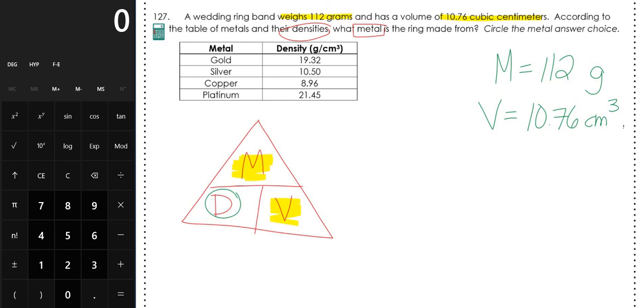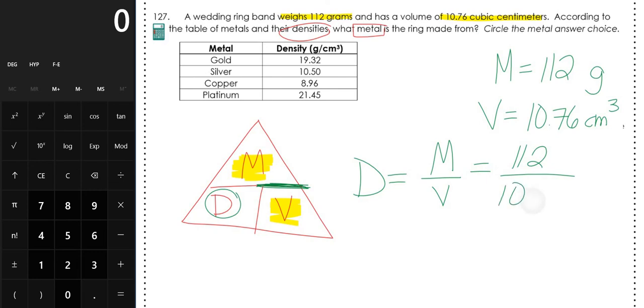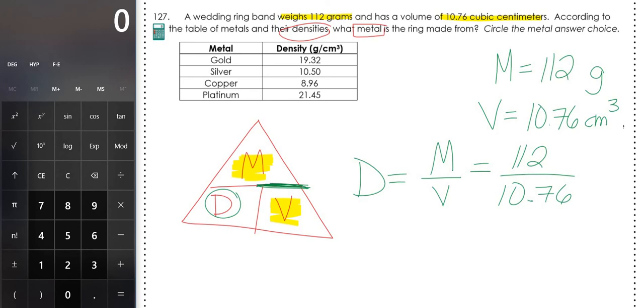Now our density triangle says if you're trying to solve for density, look at where M and V are. M is on top, V is on the bottom. It's telling you divide. Do mass divided by volume. So to get density, you're going to do mass divided by volume. So you're going to do 112 divided by 10.76.